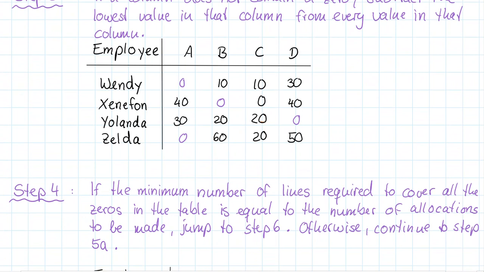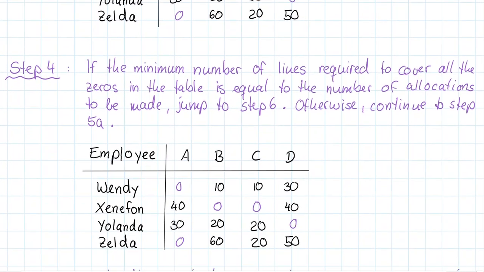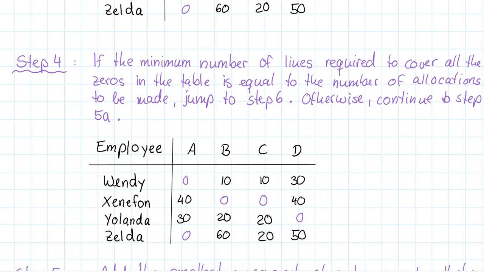If the minimum number of lines required to cover all the zeros in the table is equal to the number of allocations, so we know that already, jump to step 6, otherwise continue to step 5a. Okay, so we need to cover the zeros in that table with lines. Good. Do that. I can draw a line here and have 2 zeros covered. I can draw a line here of 1 0. Oh, 2 zeros covered, and there's another 0 here.